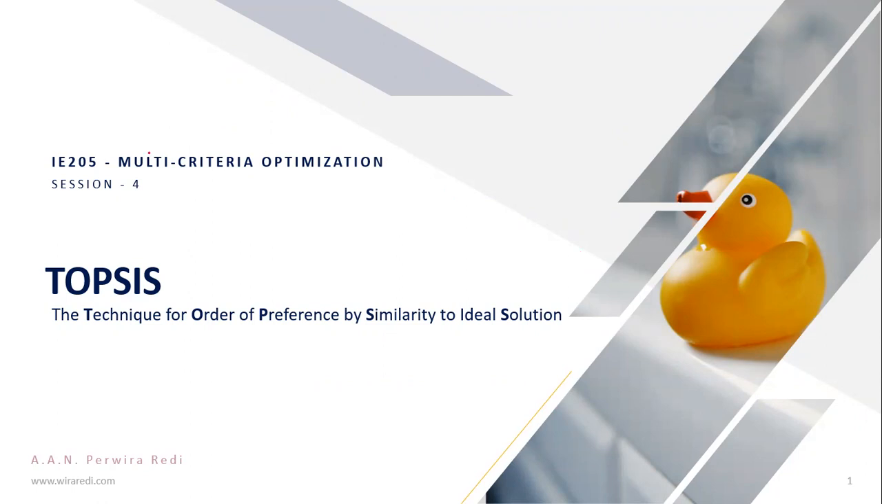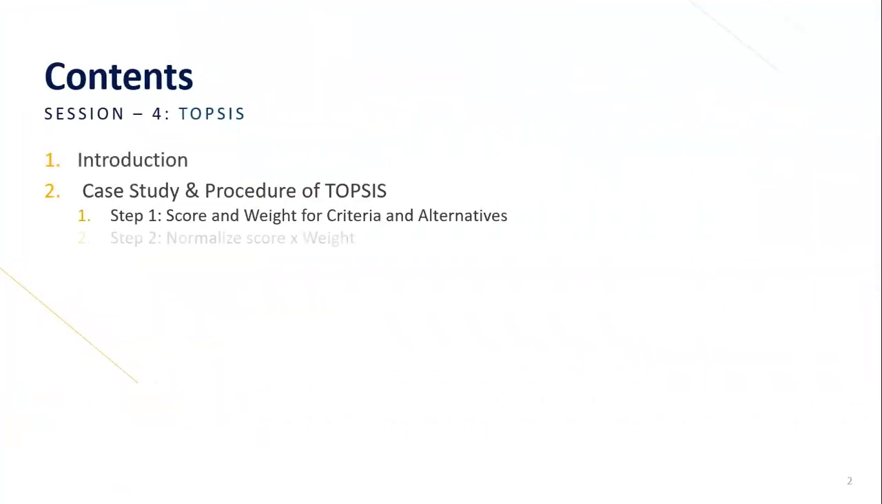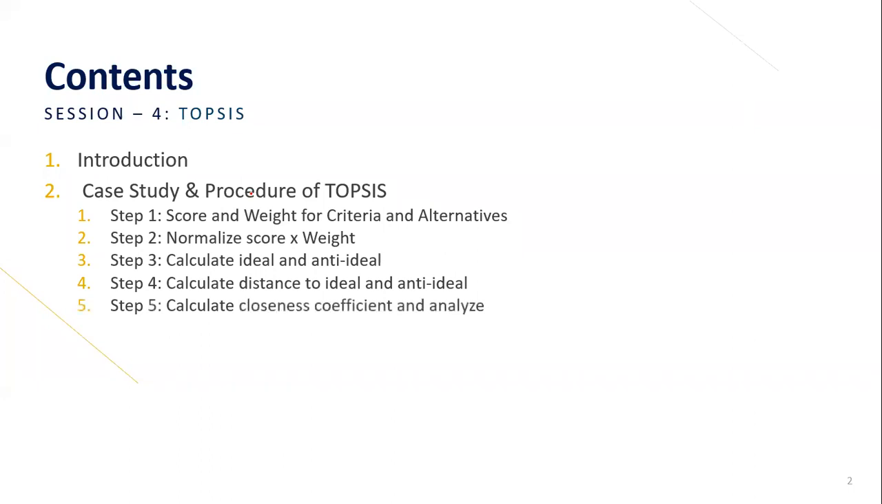Okay, and we will have a very short explanation about this. First, an introduction related to general knowledge regarding TOPSIS. And then we will study the TOPSIS method, or TOPSIS procedure, by using an example. Basically, this example also explains the very basic 5 steps of using TOPSIS to do multi-criteria decision analysis.